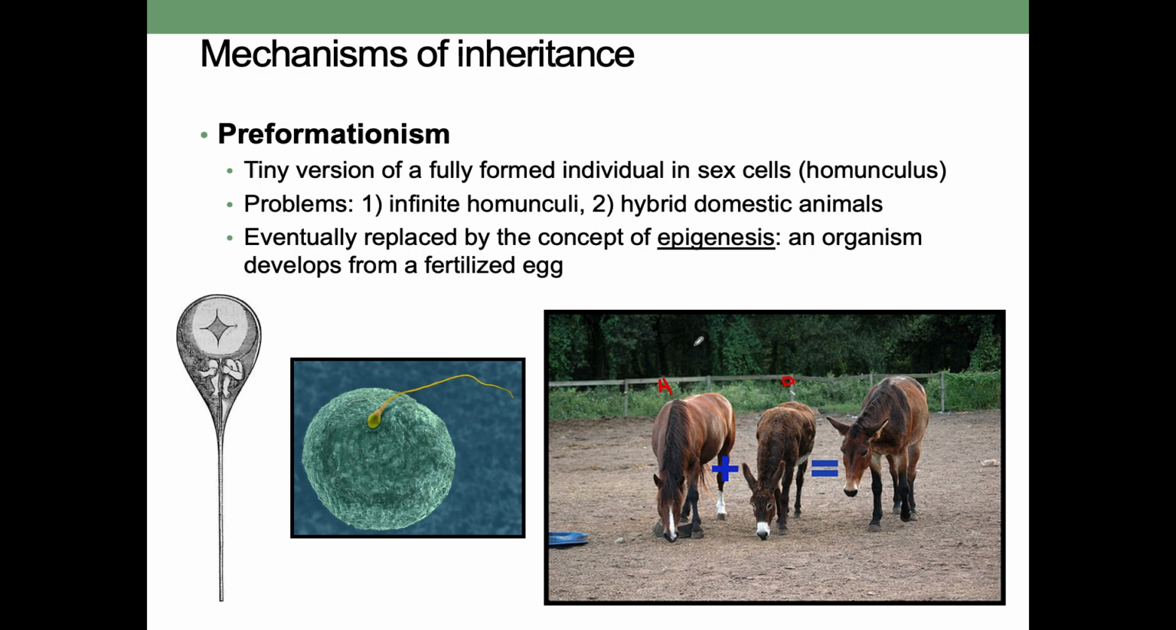They're not viable. And so preformationism can't explain how you get a unique combination from two parents, right? If preformationism was correct, then the offspring should be either a horse or a donkey, but it's not, it's a mule. And so eventually, preformationism was replaced by something called epigenesis. And epigenesis is the idea that an organism develops from a fertilized egg, right? So this is epigenesis. And so that's what we now know to be true.